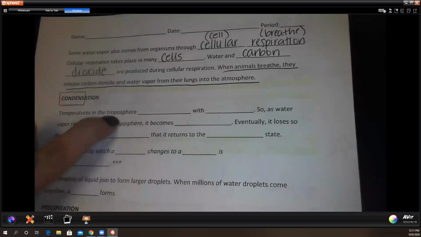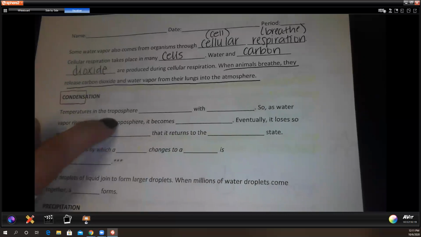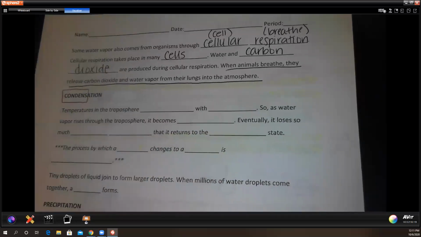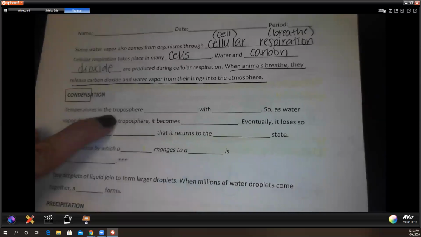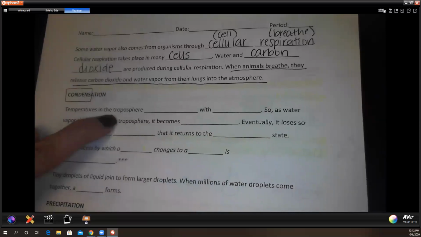I want you to know before we start reading that the troposphere is the lowest layer of the atmosphere. We haven't learned that yet, but we'll learn it this unit. So where it says temperatures in the troposphere, they mean the lowest level of the atmosphere. Not the ground. The ground is considered the lithosphere.